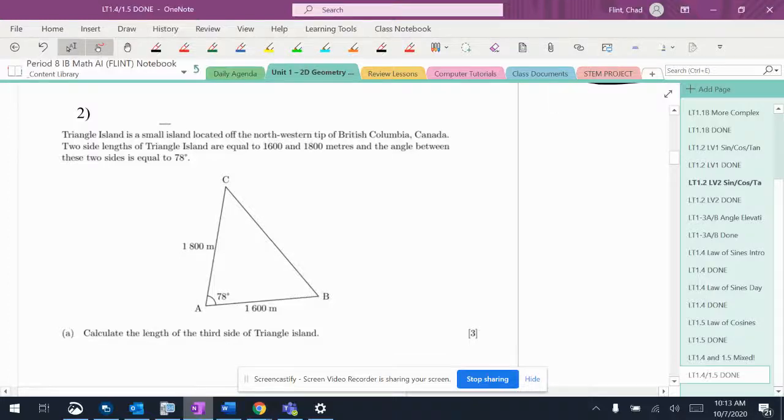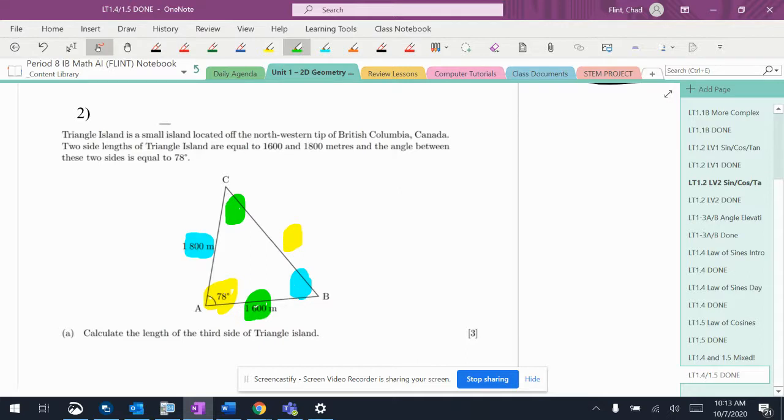All right, so we got Triangle Island here. Let's hit some colors. Yellow, yellow, blue, blue, green, green. All right, remember that in other countries they don't use commas, they use spaces. So that's why there's a 1 and then a space and then 800. All right, it's an IB question. They don't use commas to separate the numbers, they use spaces.